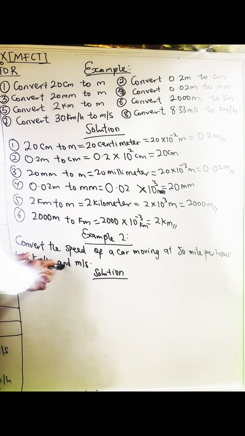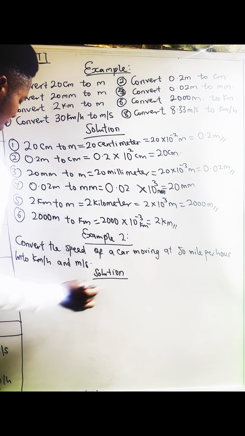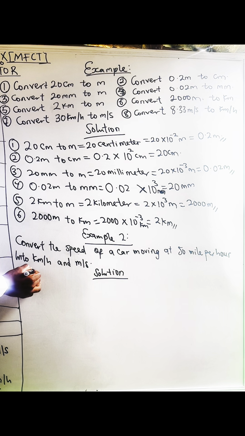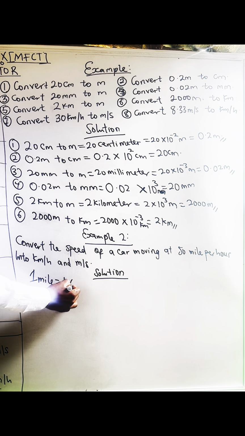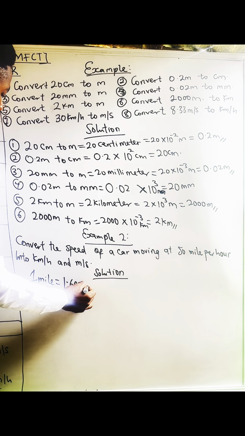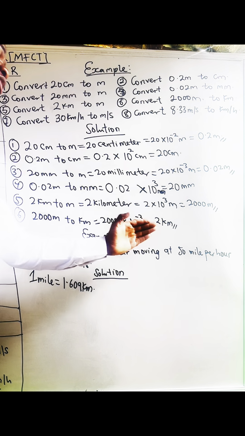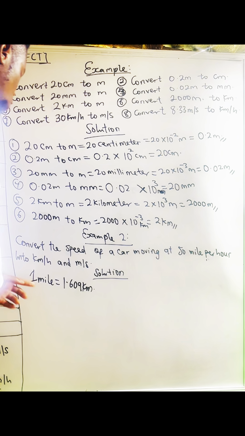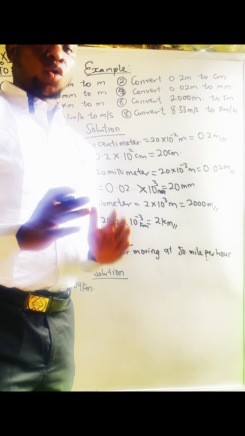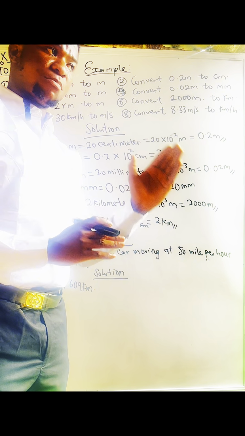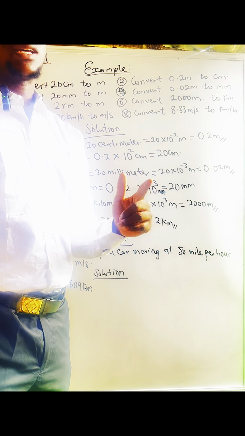Example 2 is: convert the speed of a car moving at 50 miles per hour into kilometer per hour and meter per second. Guys, write the solution. Firstly, you have to know that 1 mile equals 1.609 kilometer. So since we have to firstly convert 50 miles per hour to kilometer per hour, also you have to remember that 1 mile is equal to 1.609 kilometer.